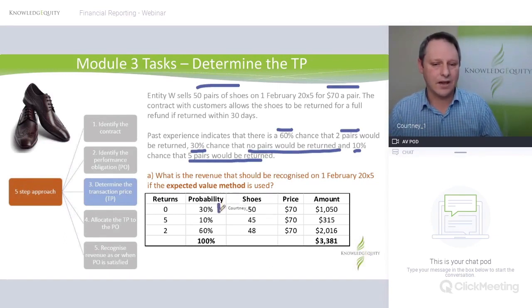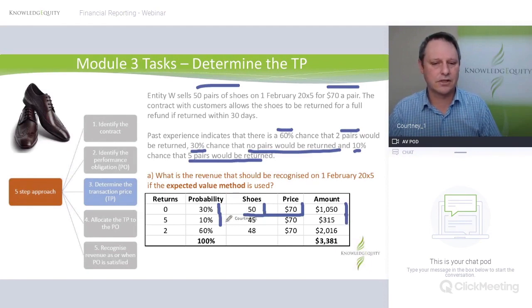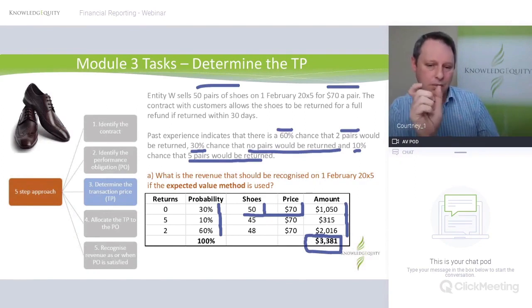So what we have is a 30% probability that 50 shoes will be sold at $70. So we take the 50 times 70 and we adjust that for the 30% probability. Now, if you've ever done a weighted average calculation, that's what we're doing here. A 10% chance that there'll be 5 returns and a 60% chance that there'll be 2 returns. And we now have a weighted average, which they call the expected value method. So it's as simple as putting the probabilities into a table and working out the calculation. That's our expected value method.